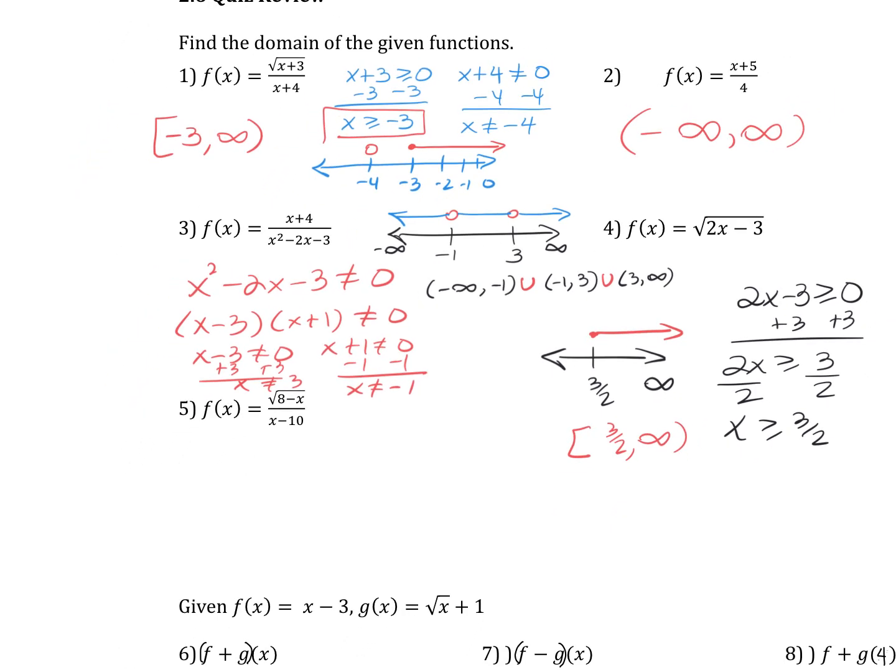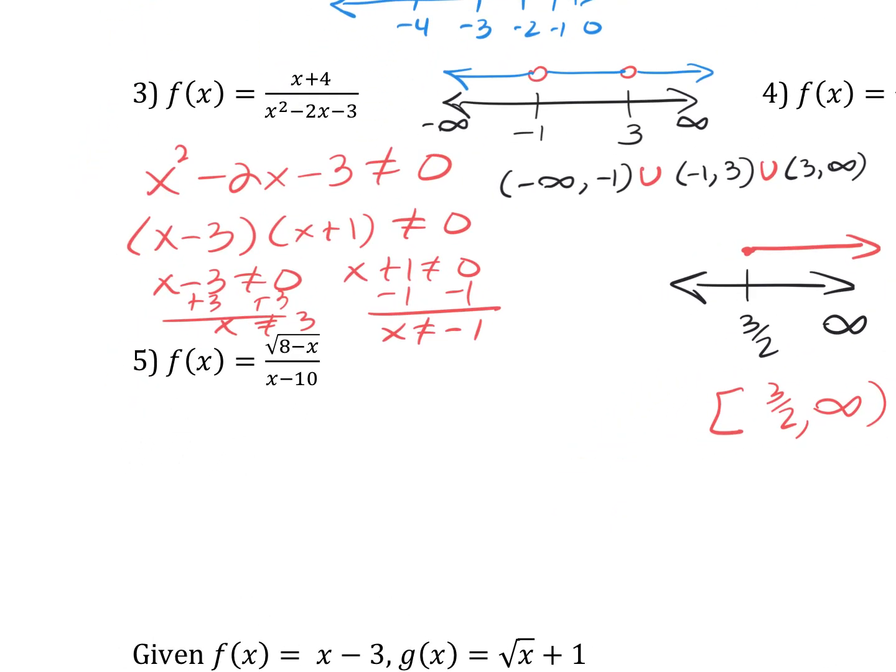The last domain question. Again, I've got a radical and a fraction, so this is similar to number 1. I need to set what's underneath the radical, the numerator, greater than or equal to 0. However, the denominator is set not equal to 0. I'm going to go ahead and solve. I can add x. You could have also subtracted 8. But just remember, whenever you multiply or divide by a negative, you would have had to have switched the symbol.